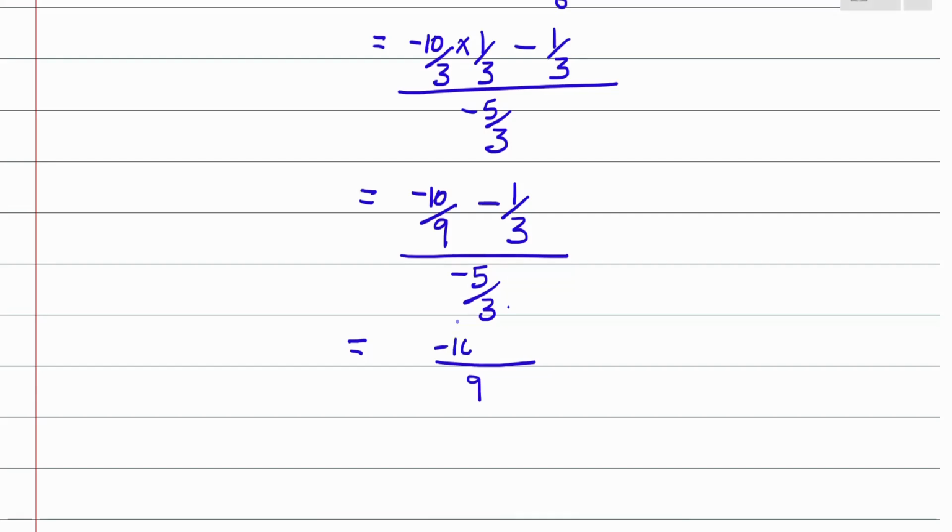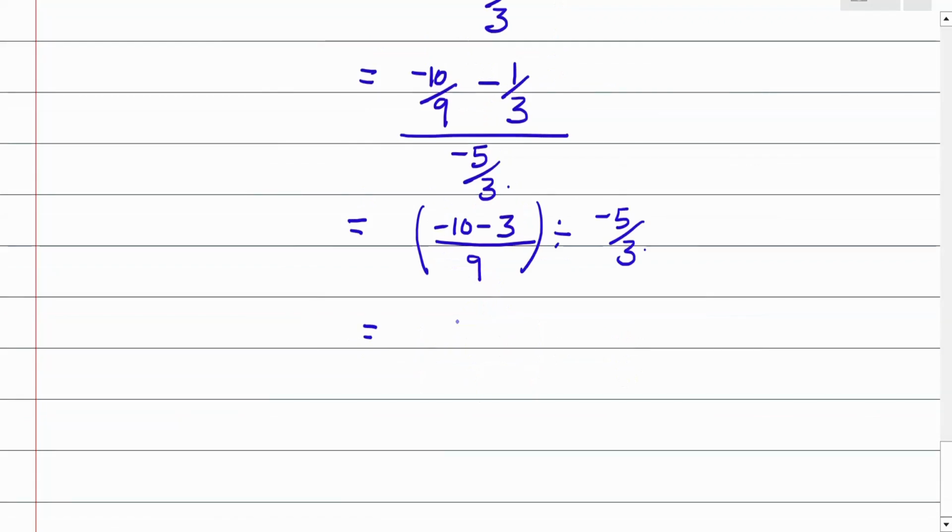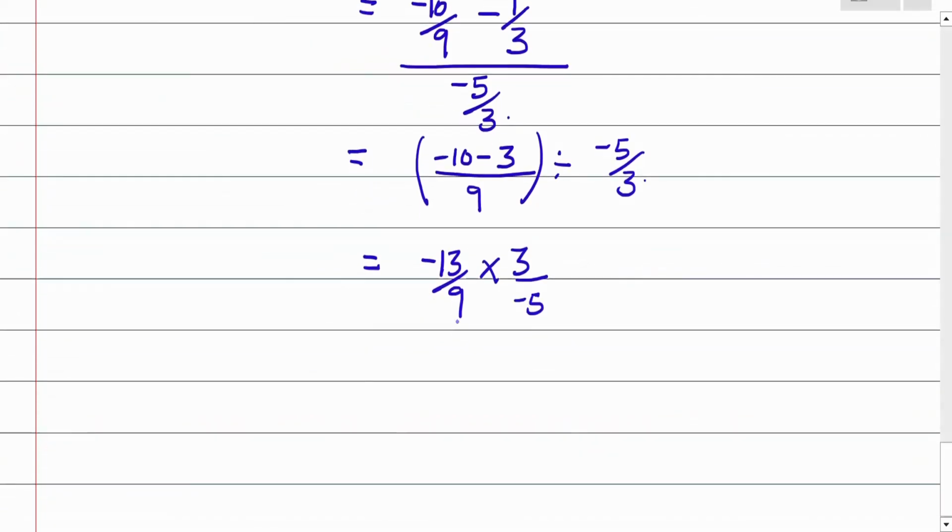1 times negative 10 is negative 10, minus 9 divided by 3 is 3, multiplied by 1, giving us a 3, into the division here, divided by negative 5 out of 3. So as we continue simplifying, here we are having negative 13 out of 9. Then we are going to multiply by the reciprocal of that.